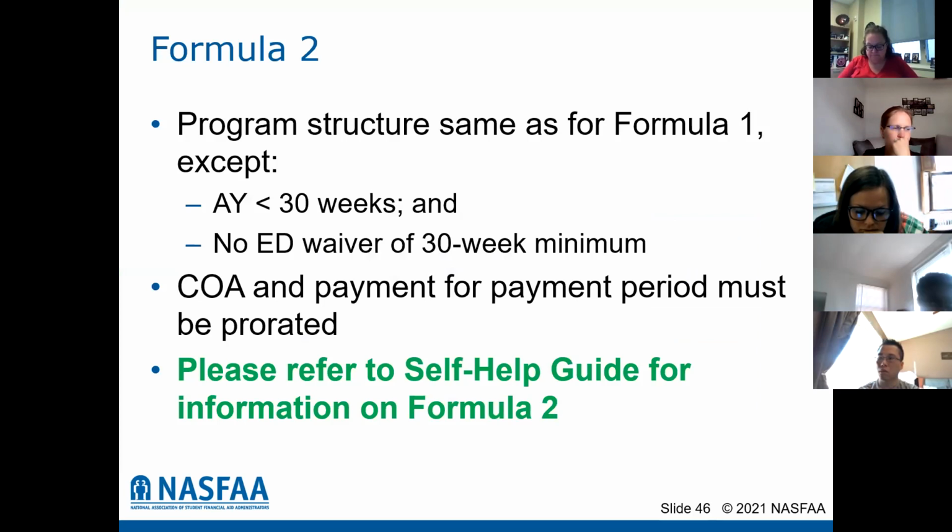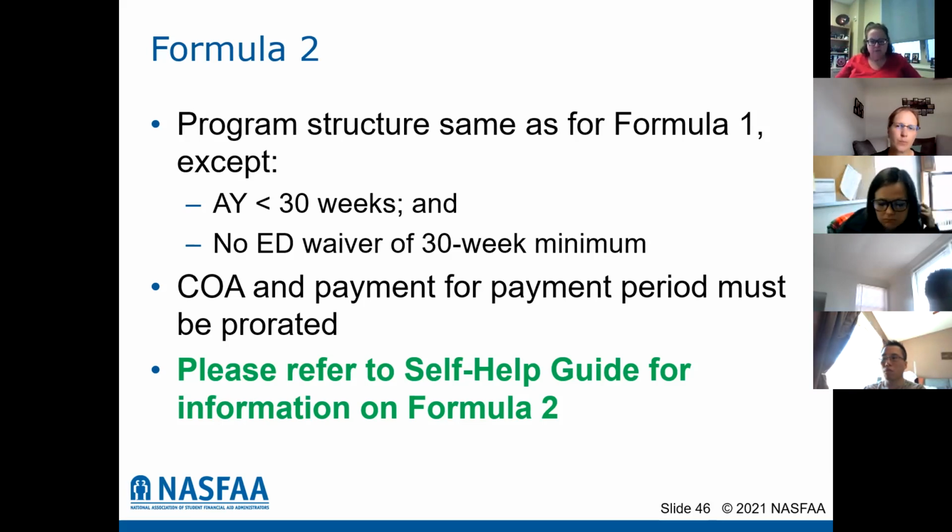All right, moving right along. So Formula 2. Janet talked about Formula 1. We're going to go all the way through really Formula 5 here. So it's your program structure, same as Formula 1, except it's less than the 30 weeks. There is no ED waiver of the 30-week minimum, and the cost of attendance and payments for a payment period must be prorated. That's one big thing that you have to remember with Formula 2. And then again, there's a little note here for the self-guided part if you want to find out more information for Formula 2. It gives you a lot more information when it actually comes down to it.